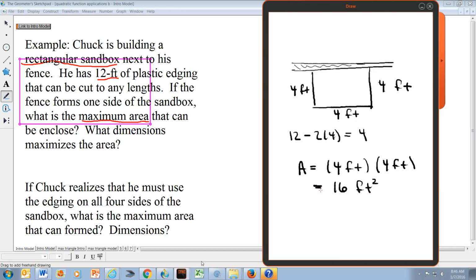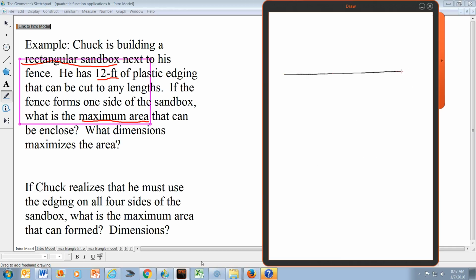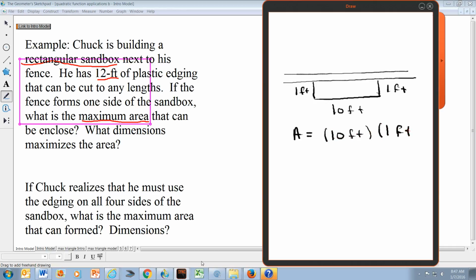16 feet squared. So does that mean all the rectangles, doesn't matter what size I build them, they're all going to be 16 square feet? My first 2 did. Let's try one more example. So now, let's say I wanted to build a skinnier one. Let's say I make this one 1 foot, which makes that side 1 foot. So far I've used up 2 feet of my material, so this must be 10 feet. What would the area here be? Length times width, 10 feet, times 1 foot, which is 10 square feet, which is not the same as 16.